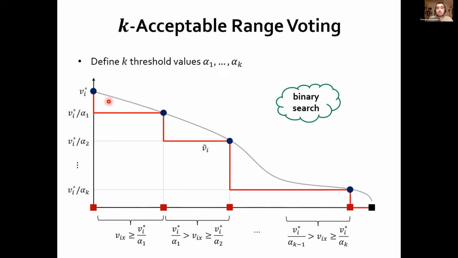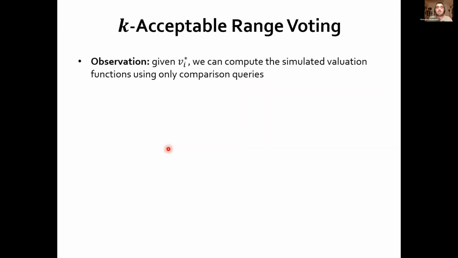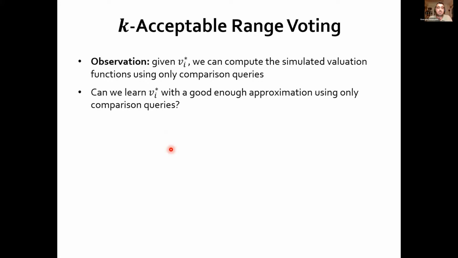So in order to perform the binary search, once I know VI star, I only need to compare the value at any position with this quantity, right? So once I know VI star, I don't need any more value queries. So I could do this thing with one value query and like k log m comparison queries. But essentially, the main question is, can I actually find VI star or approximate it only with comparison queries?